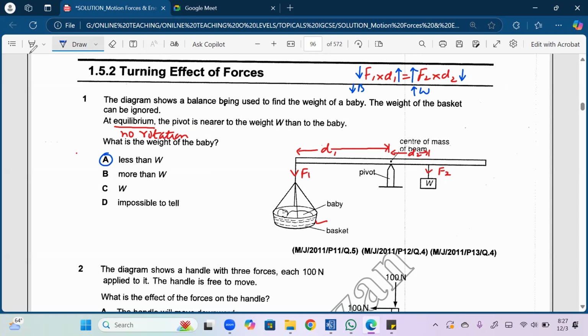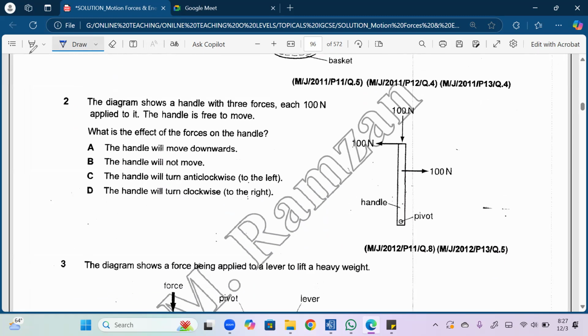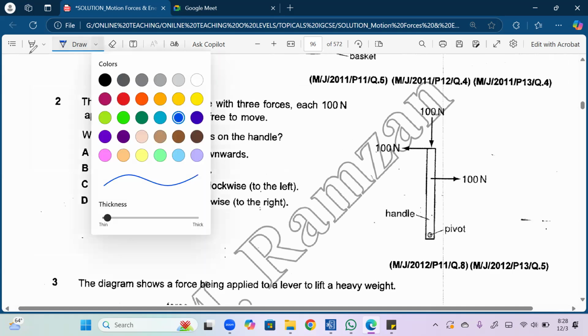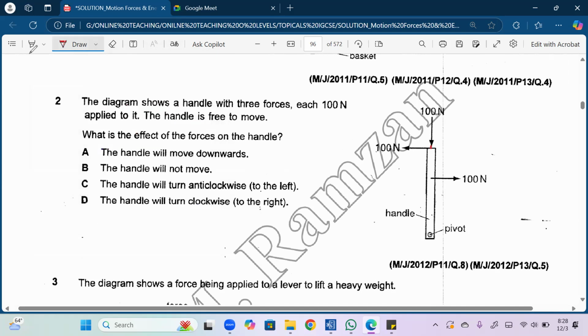In question number two, the diagram shows a handle with three forces, each 100 newtons, applied to it. The handle is free to move. What is the effect of the forces on the handle? Whenever the line of action of a force passes through the pivot, which is the point about which the rotation would occur, it does not produce any moment, so I will ignore this force. Now there are two forces.